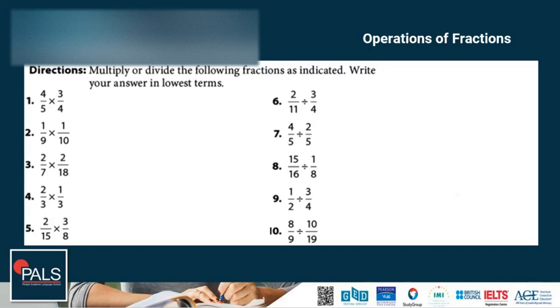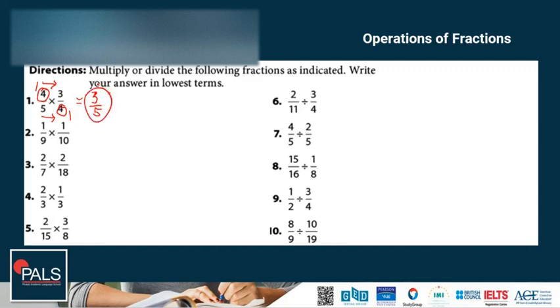Number 1, 4 over 5 times 3 over 4. Check if we can cross cancel. 4 can be divided by 4. So 4 divided by 4 is 1. 4 divided by 4 is 1. Then proceed to multiplying across. So we have 1 times 3 is 3. 5 times 1 is 5. So the answer is 3 over 5.